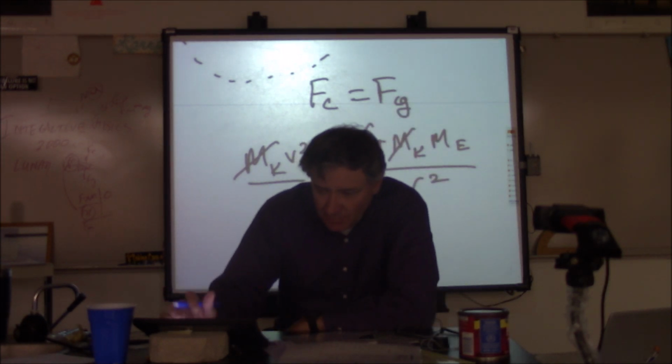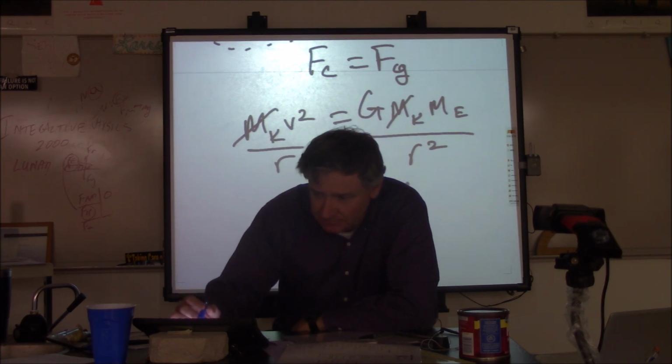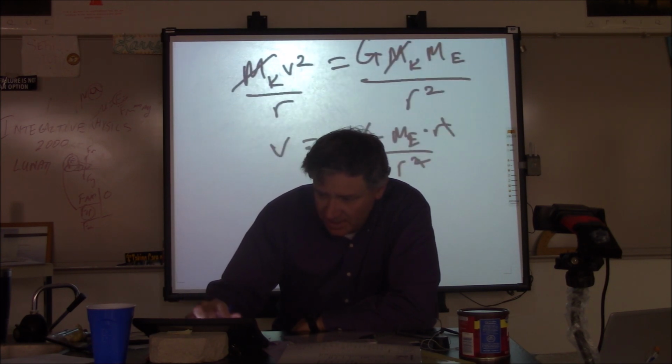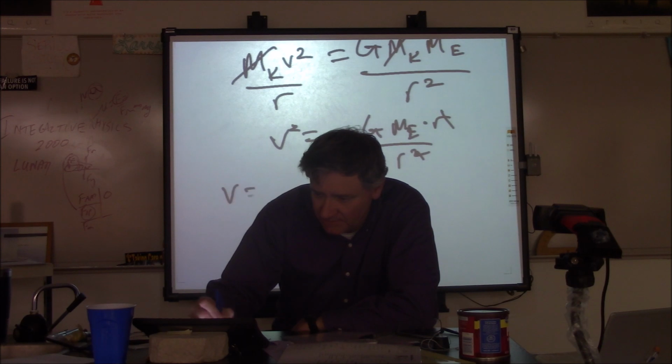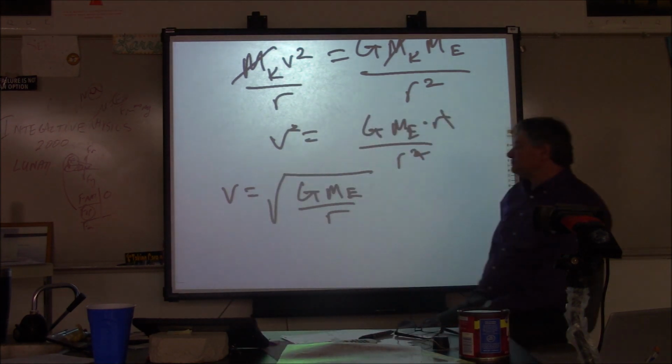So if I multiply by r, I get big G times the mass of the Earth times r, then divided by r squared, and then that's going to cancel that out, and that's v squared, so I get v equals the square root of big G, mass of the Earth, divided by r. Okay? So let's talk about this.